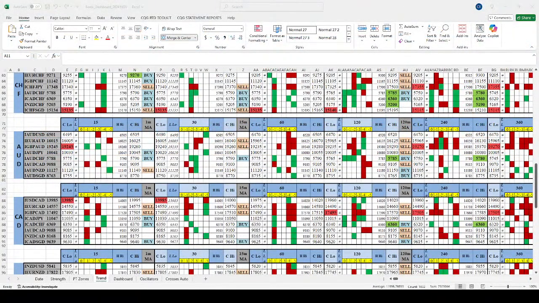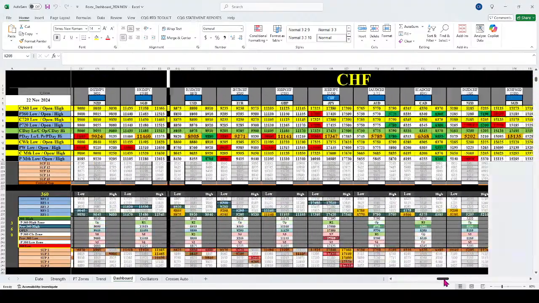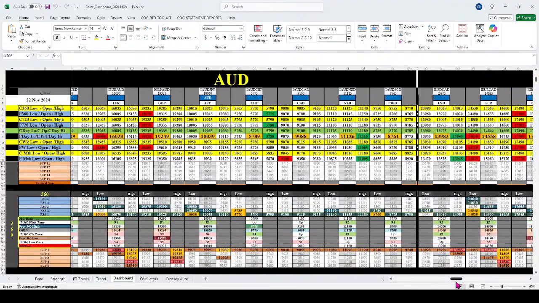So on the Canadian crosses, in fact, we have a direction line, which for the Canadian yen is pointing up, and the trigger line is also pointing up. Which means that this market is expected to move higher, followed by Canadian Swiss. So let's see on the dashboard what we feel on the Swiss.